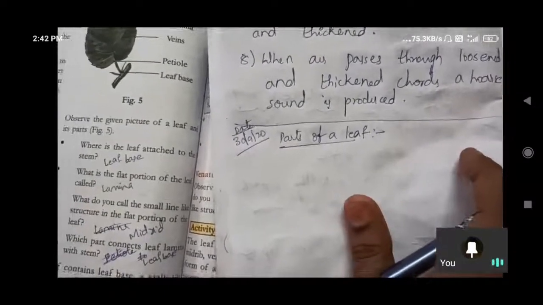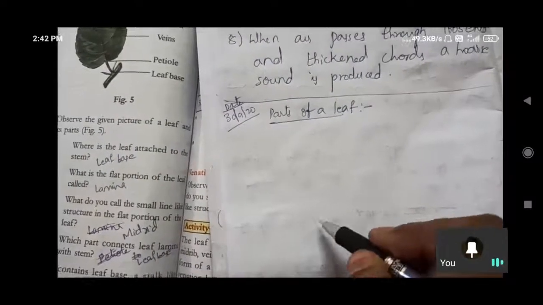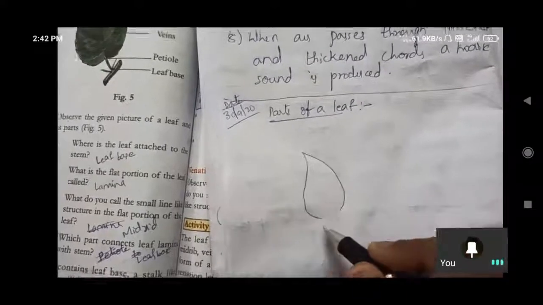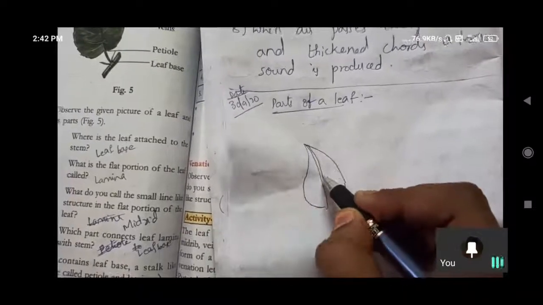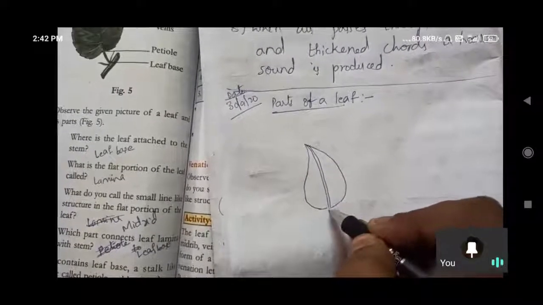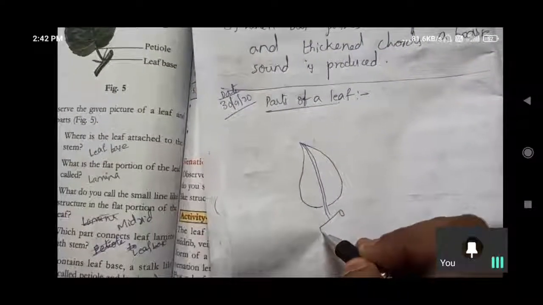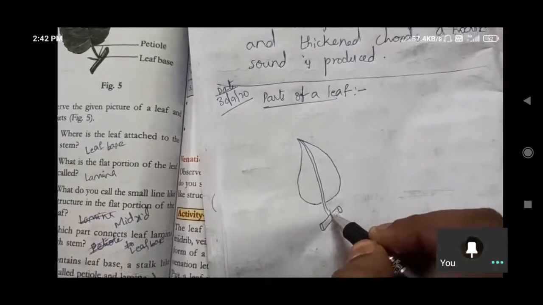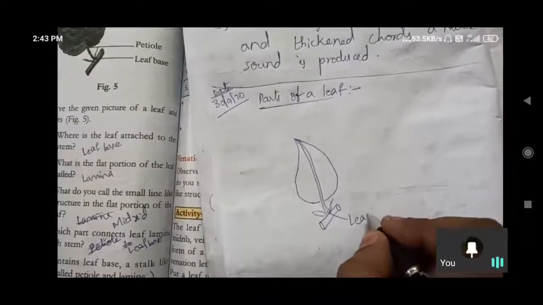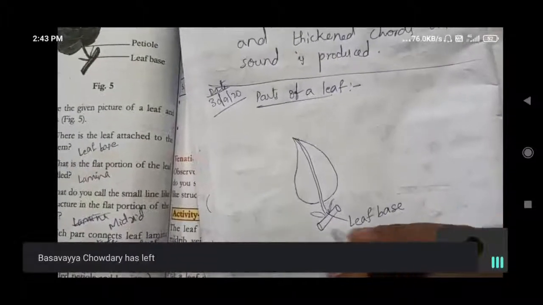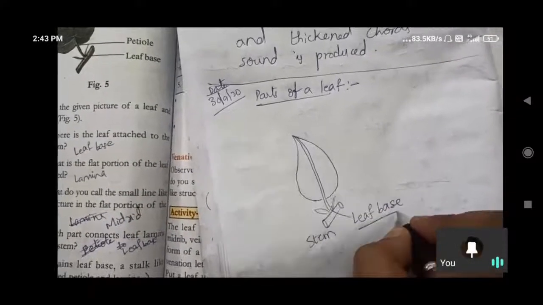And now we are going to start with the parts of a leaf. So a leaf contains different parts, and there are different shapes of leaves also. I think you have also observed in your surroundings, the leaf is like this and is attached to the stem. This is the stem. Where the leaf is attached to the stem, that is called the leaf base.